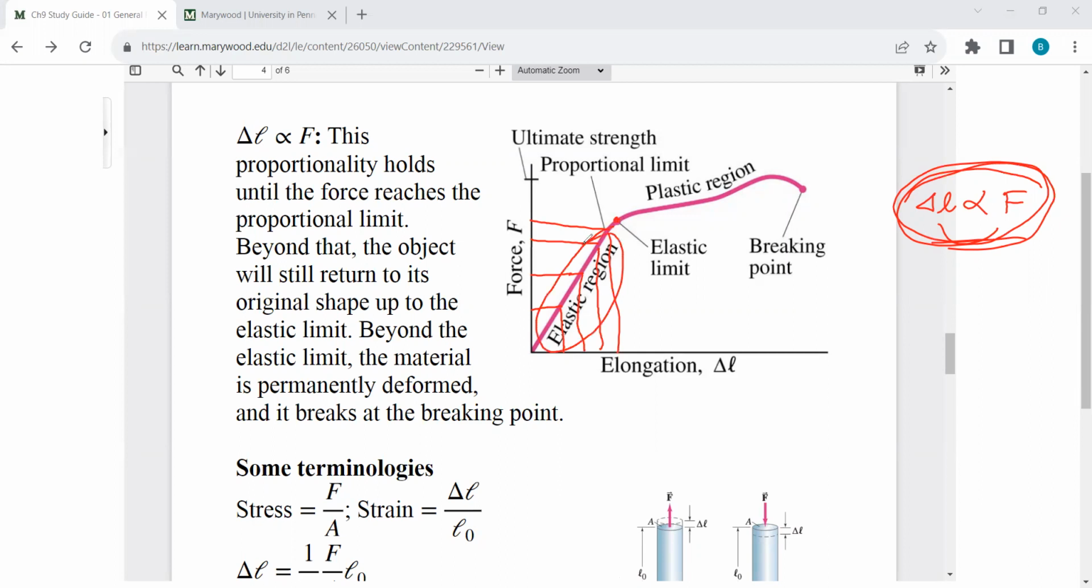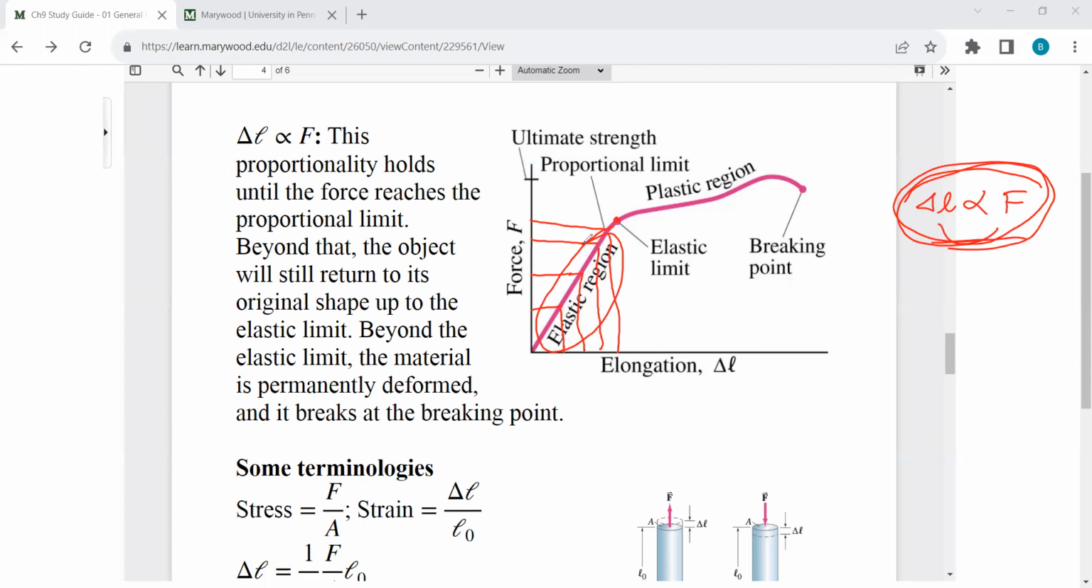Okay, because material behaves like elastic material. Within this region, within the elastic region, when you apply force, it extends. When you remove this force, it goes back to its original position. Okay, so this is the elastic region.